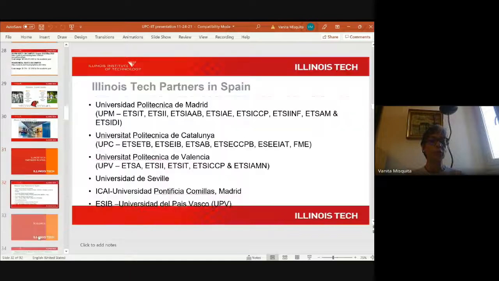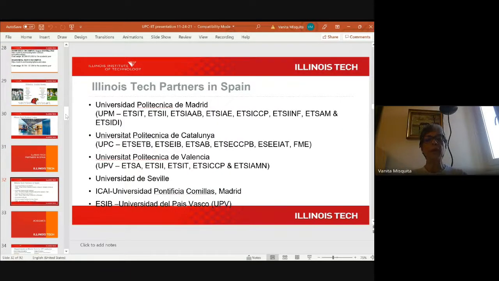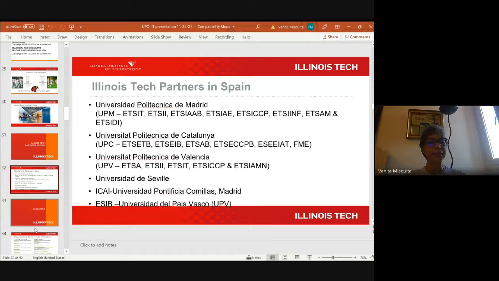Our partner schools in Spain are the big 4 or 5: Universidad Politécnica de Madrid, and all the schools within UPM, UPC, UPV, Valencia, University of Sevilla, also Comillas Madrid, and the School of Engineering at Universidad del País Vasco. Okay, that's 2, 4, 6, the big 6.